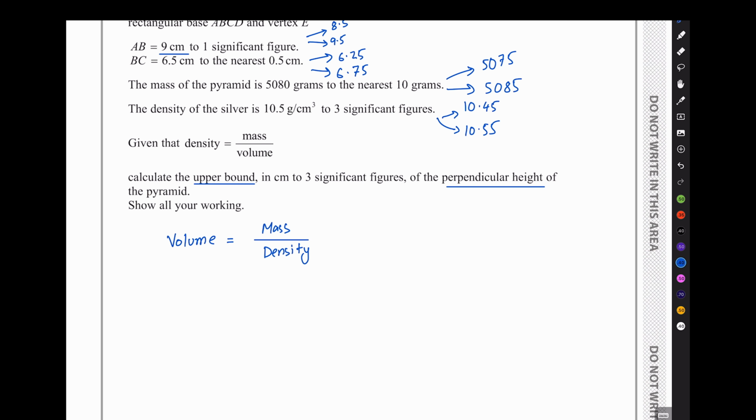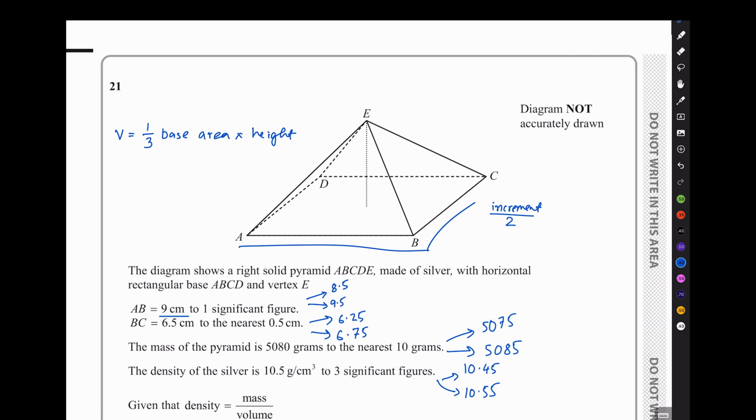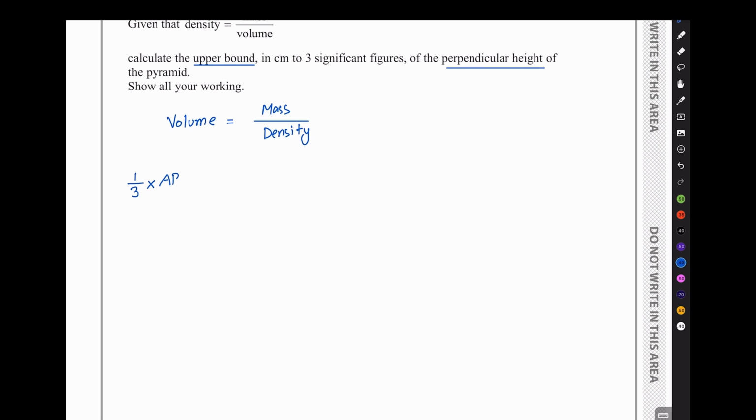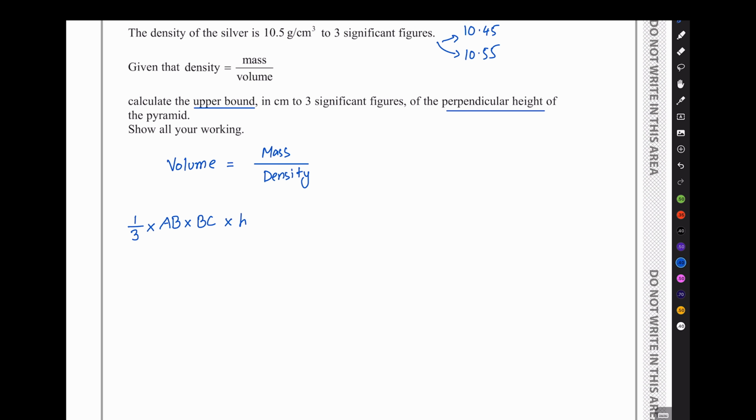Let me write it right here. 1 over 3 times the base area. How to find the base area? It's basically AB times BC. So I'm going to write AB multiplied by BC multiplied by the height. Let me label it as H equals mass in capital M and density in capital D for simplicity. My target is to find the height, so let me make H the subject. Taking everything on the right side, H equals 3M divided by AB multiplied by BC multiplied by D. Now, what's my target?